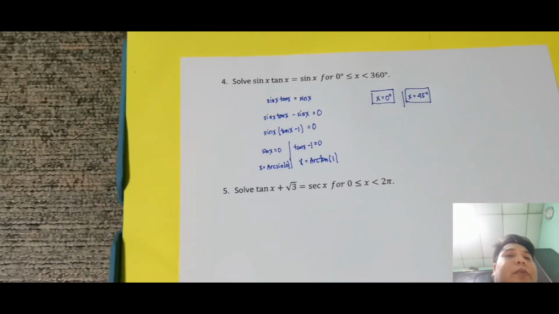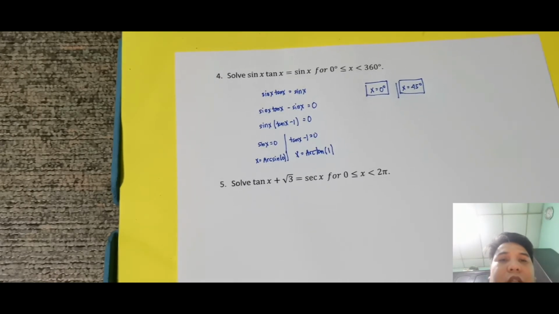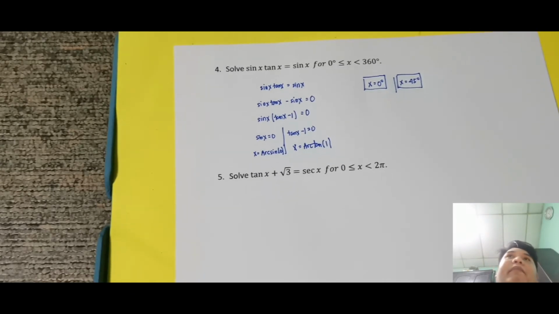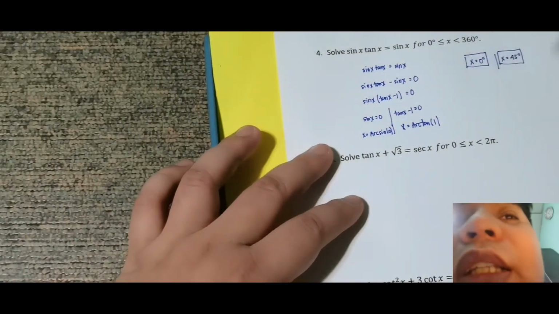Okay, next. Number 5. Solve tangent x plus square root of 3 is equal to secant x, for 0 less than or equal to x less than 2 pi. So, meaning pasok yung ating in radian dapat yung sagot natin. So, ano ba yung magandang gawin natin dito? Okay, so, I think pwede natin gawin is square natin siya para makapag-cancel tayo dito. Possible siguro yun. Pero, rewrite ko muna para makita nyo rin.